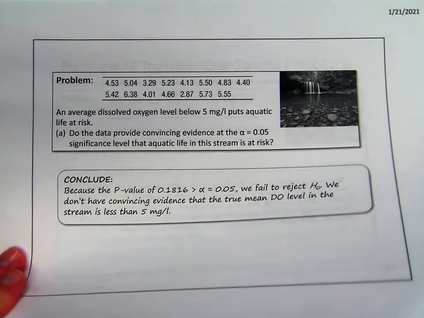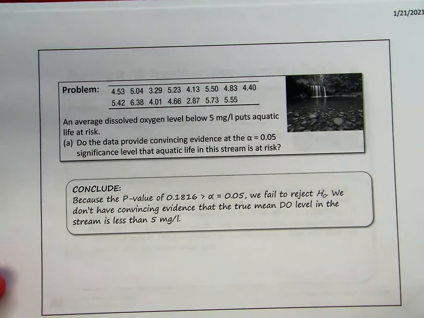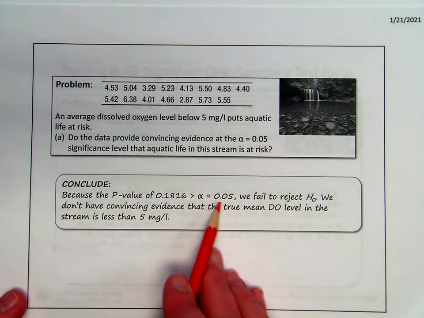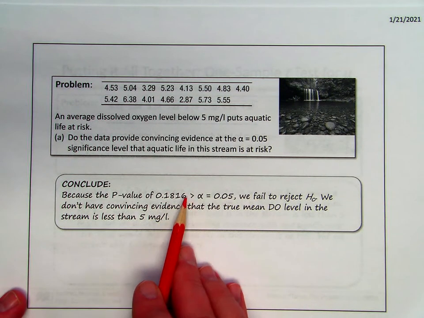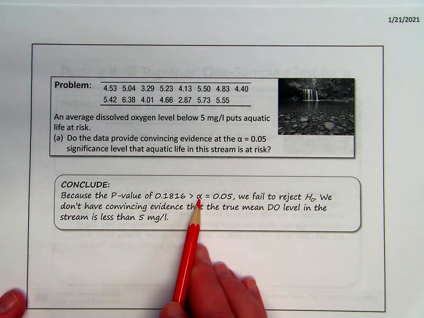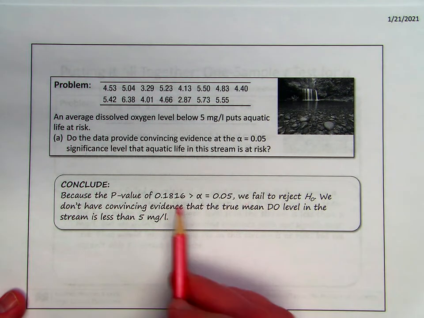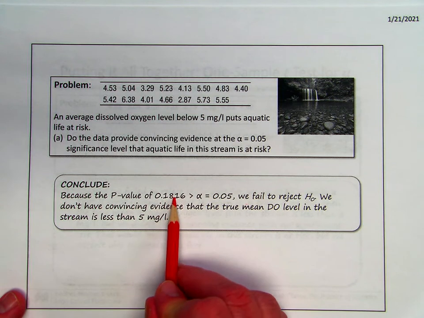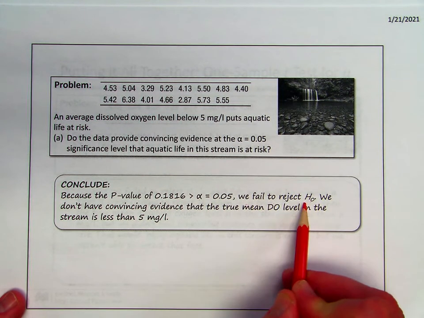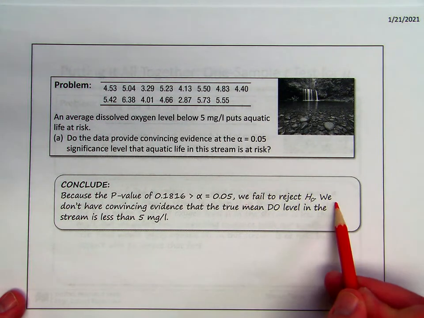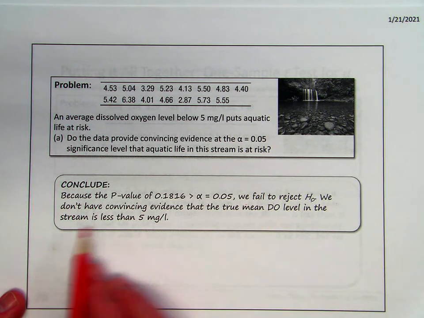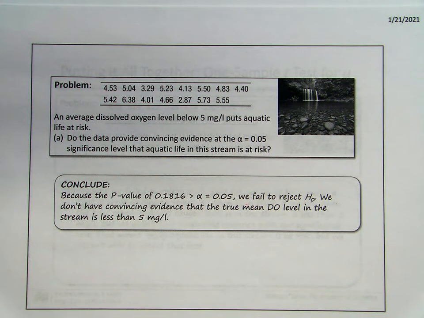Okay, now our conclusion. We need to compare our p-value to our alpha. In this case, our p-value of about 0.18 is greater than our alpha of 0.05. And we have to specifically either state or show in symbols the greater than, less than. If your p-value is greater than this, then you fail to reject the H0. Once you see your p-value is bigger than that, that's automatically your next statement. Okay, now if you fail to reject the H0, it means we do not have evidence to support the Ha. So we don't have convincing evidence that the true mean DO level in the stream is less than 5 milligrams per liter.